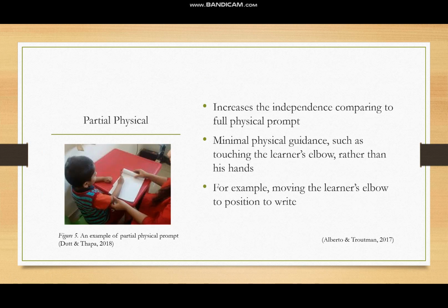We're now going to talk about partial physical. This way of prompting allows more independence compared to the full physical prompt, which I will talk about later. The teacher will provide minimal physical guidance. So instead of putting the hand on the learner's hand, the teacher will touch his elbow. For example here, when a teacher is teaching a learner how to write, she will move the learner's elbow to the position of writing.